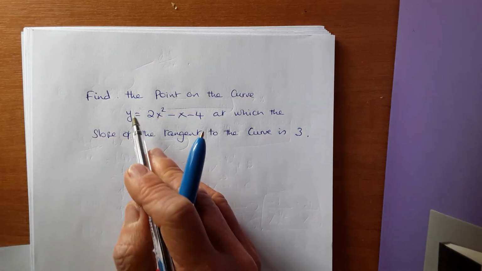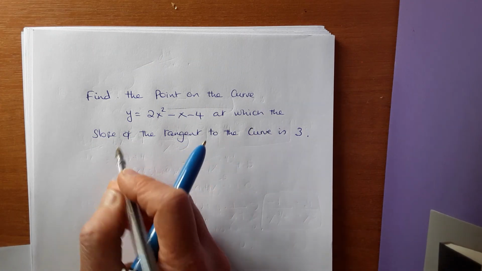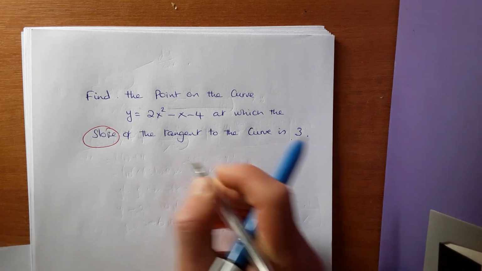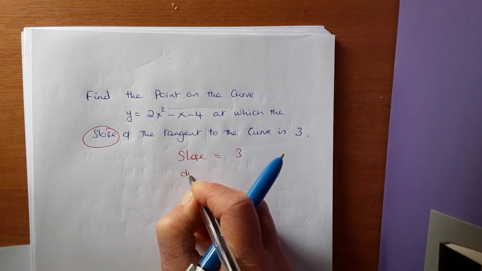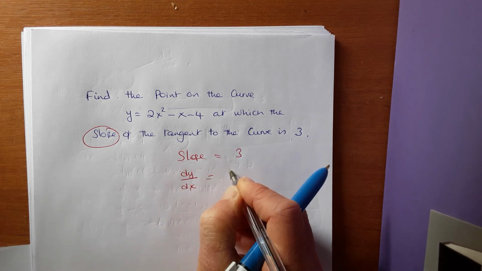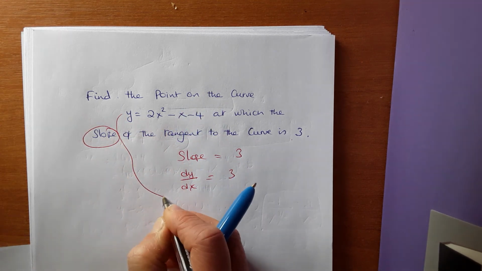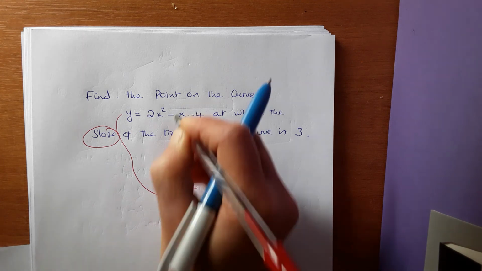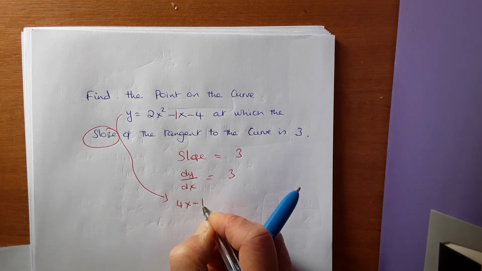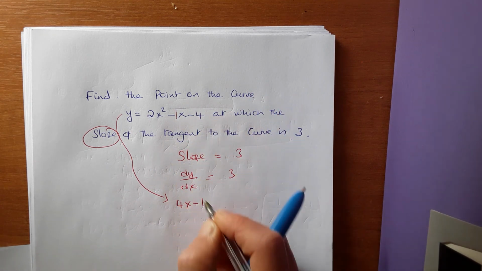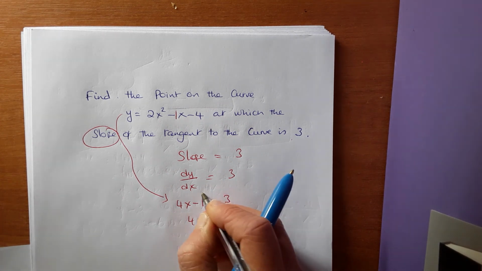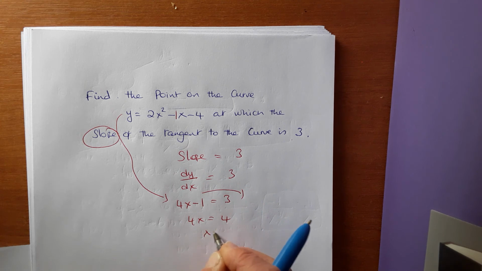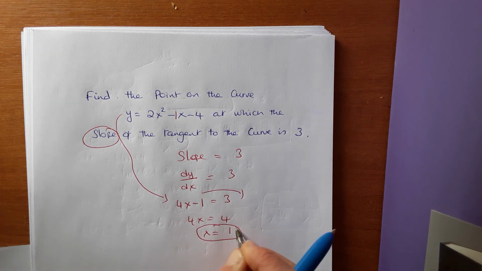Here again, find the point on the curve when the slope is 3. So the slope is equal to 3. So slope means dy dx is equal to 3. dy dx is 4x minus 1. Okay, 4, differentiate that and you get 0. It's equal to 3. So 4x is 3 plus 1, which is 4. X is 1. So x is 1.